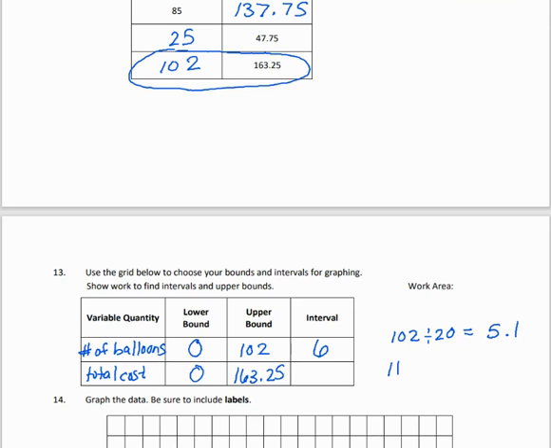And then for the other one, 163.25, divide that by 20. That gives us 8.16, and that is really close to what? 10. So 10 is definitely good there.